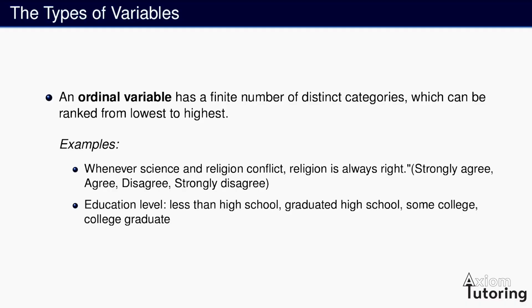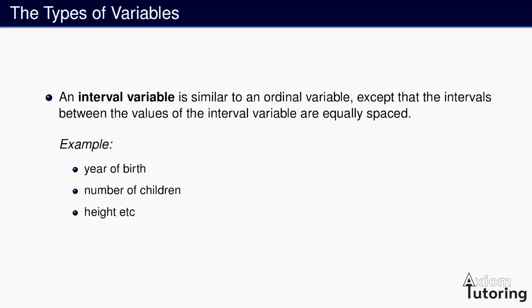Now, obviously, we could have asked that question quite differently, and we could have asked, how many years of education do you have? And to express that answer in years. And in that case, we would be in a situation where we talk about an interval variable, because it's similar to an ordinal variable, except that the intervals between the values of the interval variables are equally spaced. So for example, in the case of education measured as the number of years you spend at school, well, there is a unit of measurement that we know, and that's a year.